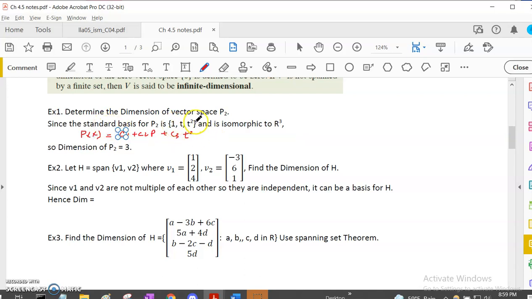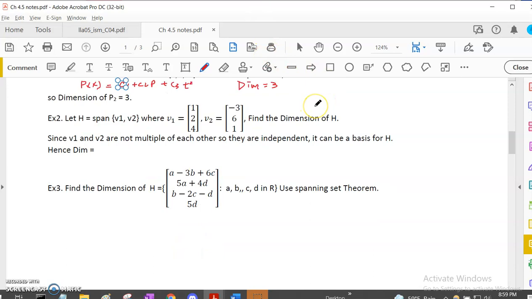And so this is a standard basis and it is isomorphic to R3. So the dimension is 3. Okay, dimension of P2 is 3. So in general, dimension of Pn is n plus 1.